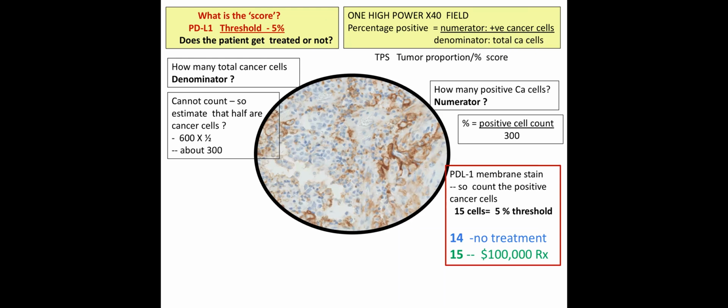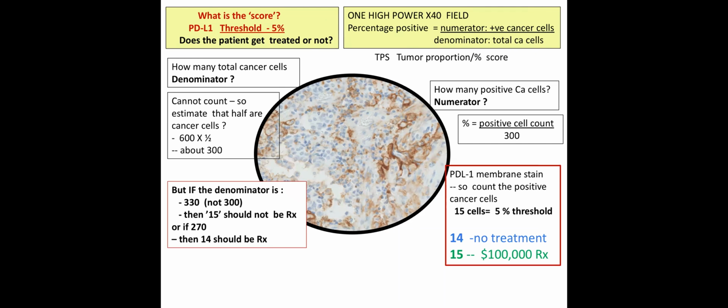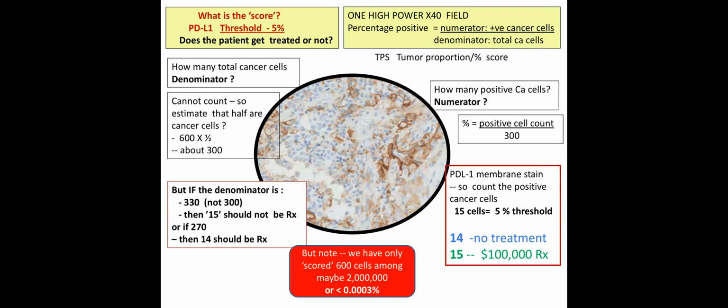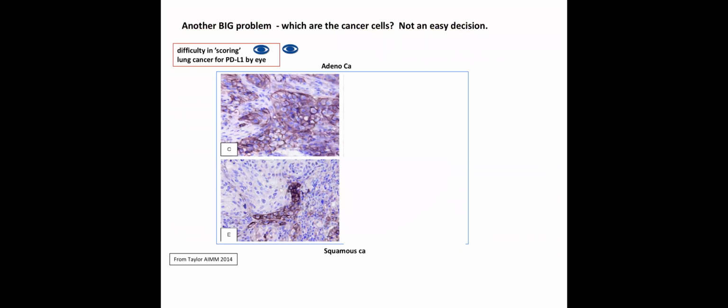It can't be done. So we finish up looking at lots of fields and we come up with a consensual personal opinion as to what we think the answer is. And it's difficult to do that. And it's even more difficult because the denominator we might have gotten wrong too. If it's 330 and not 300 or 270 and not 300, then the numbers of course change. And even if we do that in one field, we've only scored a minute fraction of 1% of the whole tumor. So this is a huge challenge that we've coped with in a practical sense quite well, but we could be better. And there's a second problem.